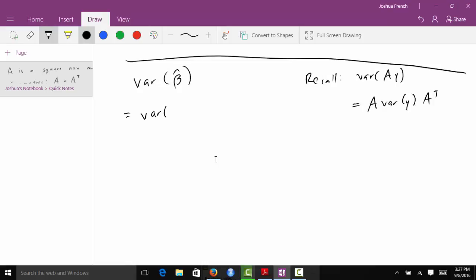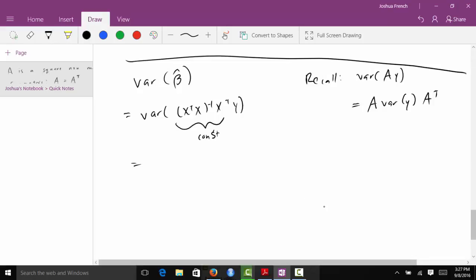So the variance of beta hat by substitution is the variance of (x transpose x) inverse x transpose y. And this right here is a set of constants. Because of that, we can pull the constant out front and then also pull it out on the back side. So we're going to get (x transpose x) inverse x transpose times the variance of y. And then the transpose of this is going to be x times (x transpose x) inverse, which I'll leave you to verify. So we have this variance of y right here. We're going to need to figure that out.